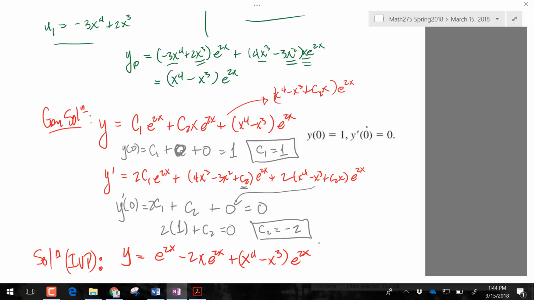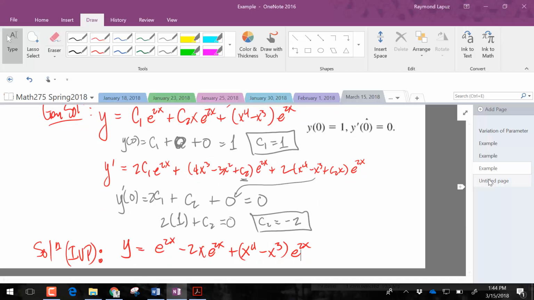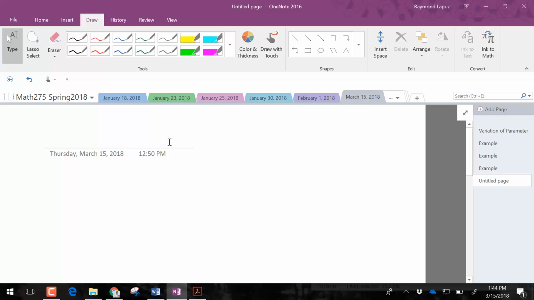All right. Well, let's see if we can go through the proof of why we have to use the Wronskian. I don't think I know it off the top of my head, so I'm just going to look at the book.